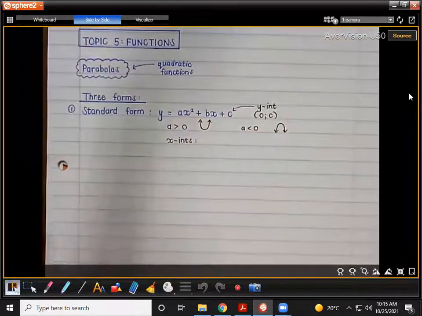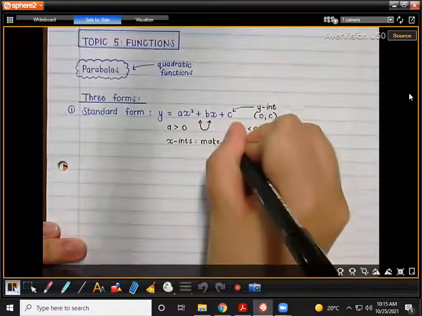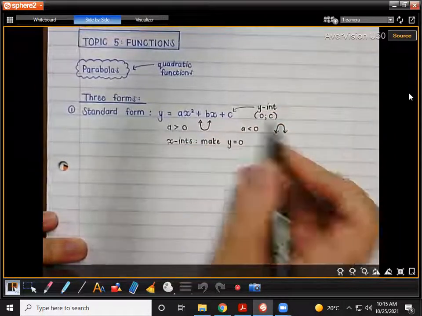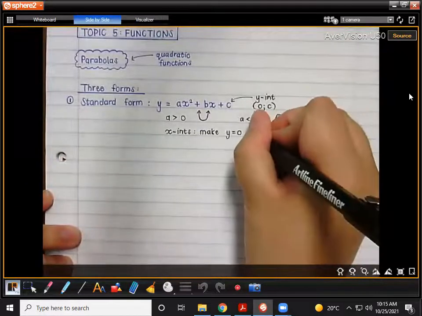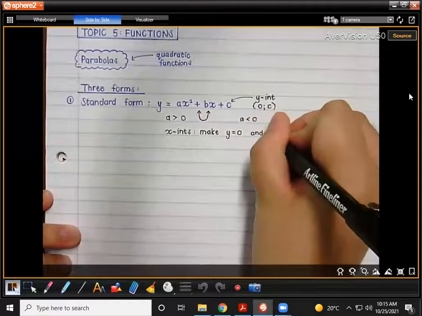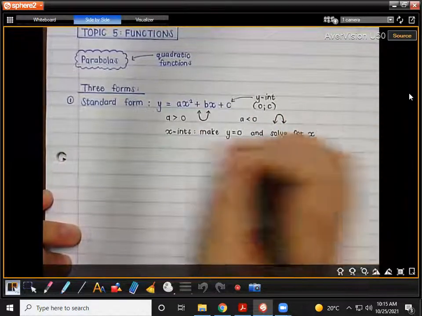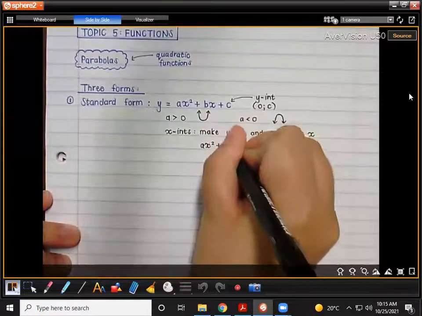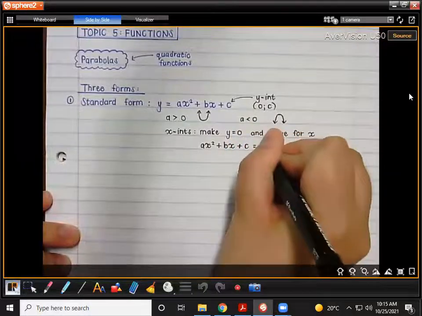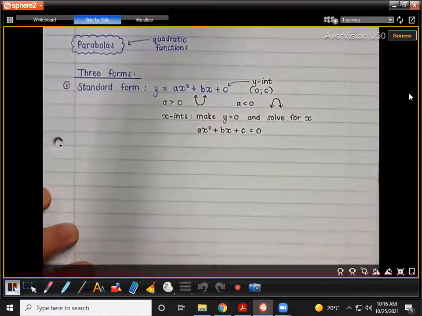For any graph, to find the x-intercept, we make y equal to 0. Same thing here. So if you're having to draw a parabola and it's given in this form, to find the x-intercept, you're going to have to make y equal to 0 and then solve for x. Now, if you do that, guys, you're going to get something that looks like this: ax squared plus bx plus c is equal to 0.